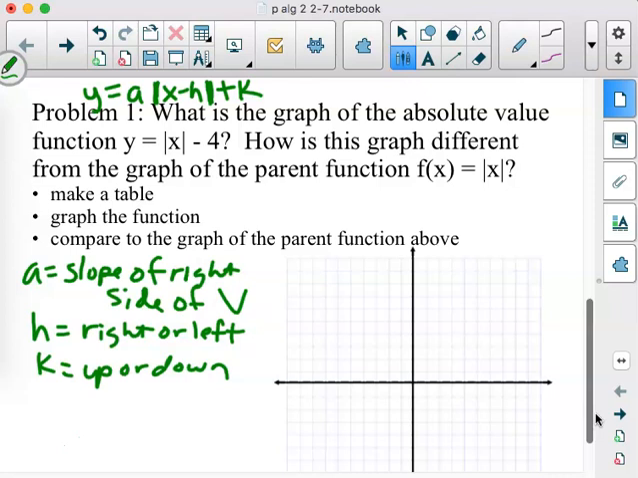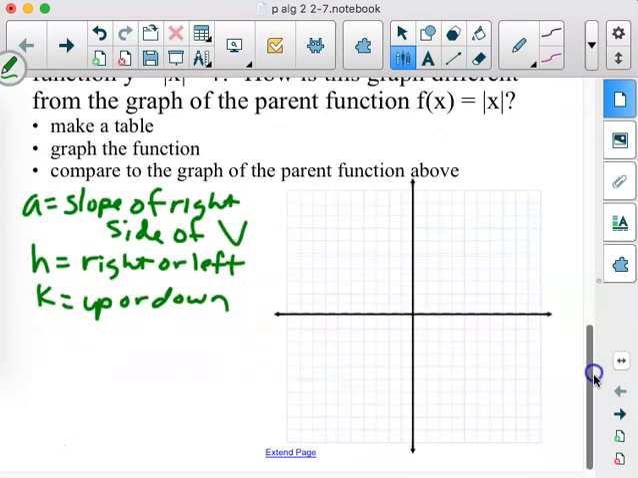So this one says, how is this graph different from the parent function? Well, I want to start with the parent function. Our normal absolute value graph starts at 0, 0. And the right side of the graph has a slope of 1. So we're going to go up 1 and right 1. And we're going to make dots. I'm going to do that a couple of times because I'm really crummy at drawing straight lines up here on the smartboard.